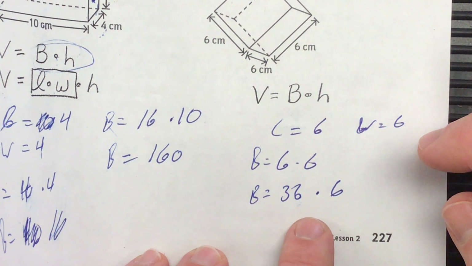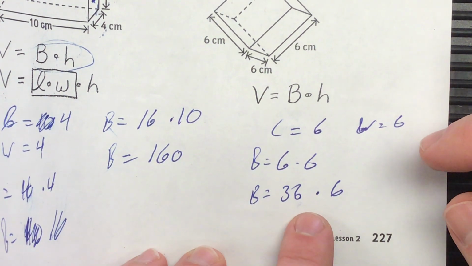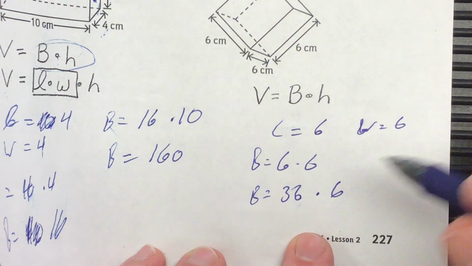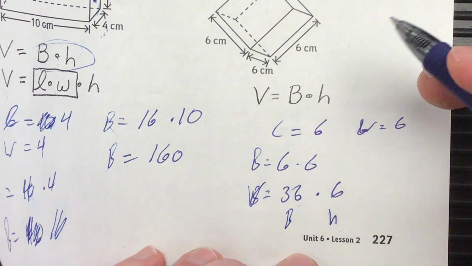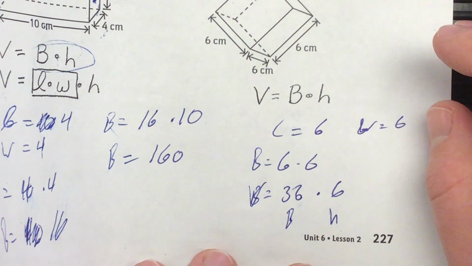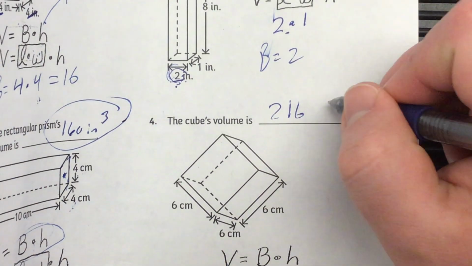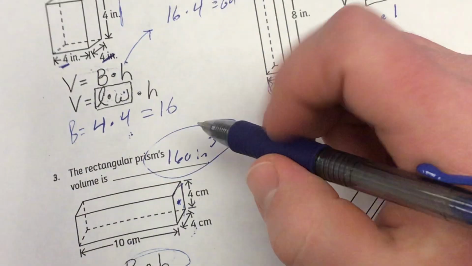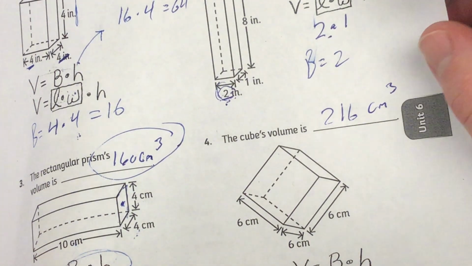36 times 6. Why don't you guys multiply it out? 216 centimeters cubed this time. And this one was actually centimeters too. All right.